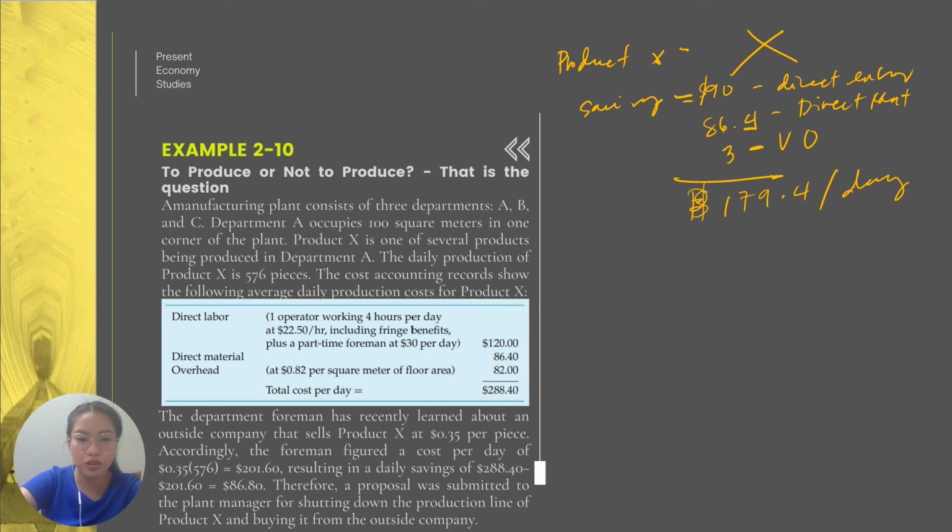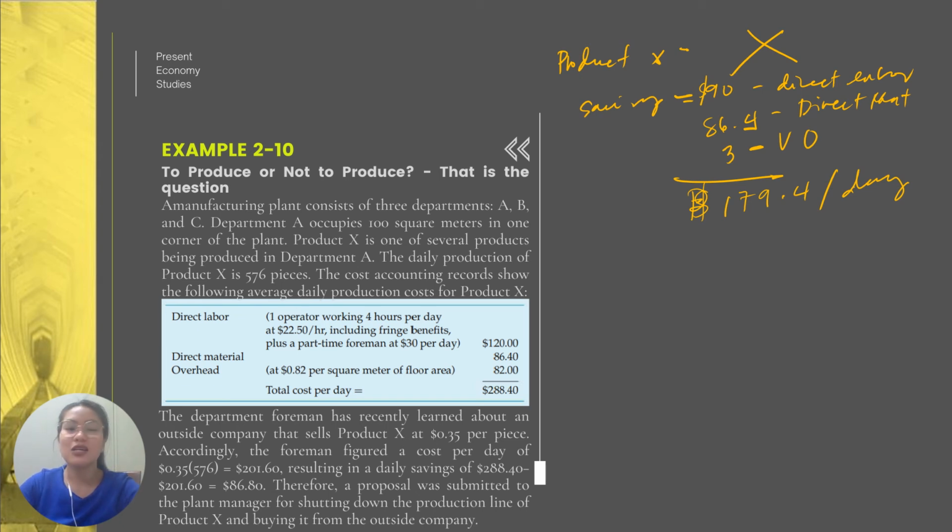The foreman figured a cost per day by multiplying 0.35 of 576. So, to be paid to the outside company, 288.4 versus 179.4 versus 201.6, if product X is purchased. For this reason, the plant manager used Rule 2, rejected the proposal of the foreman, and continued the manufacture of product X.